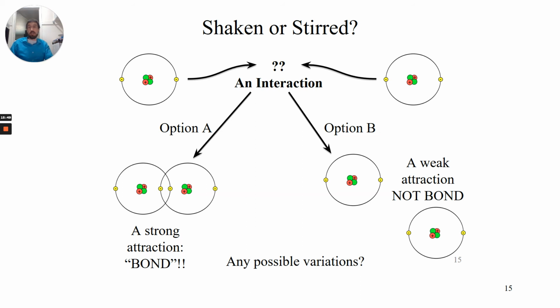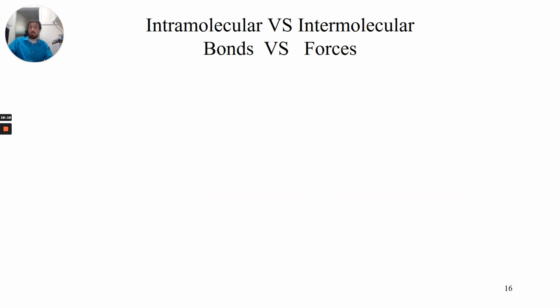If we boil down that interaction, we're really going to get two options in my mind. We get a strong attraction, which we're going to call a bond, and we get a weak attraction, which we're going to call not a bond. That's a stupid name, isn't it? So let's call it something fancier than not a bond. We'll call it a force. Okay? So you need to remember back from Gen Chem what qualifies as a bond and what qualifies as not a bond. Okay? So bonds and forces.